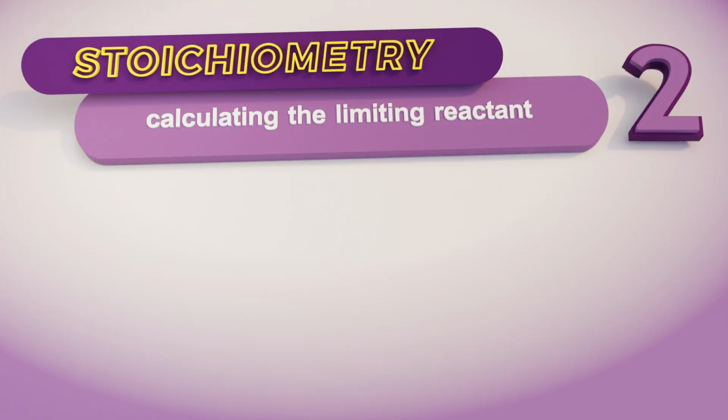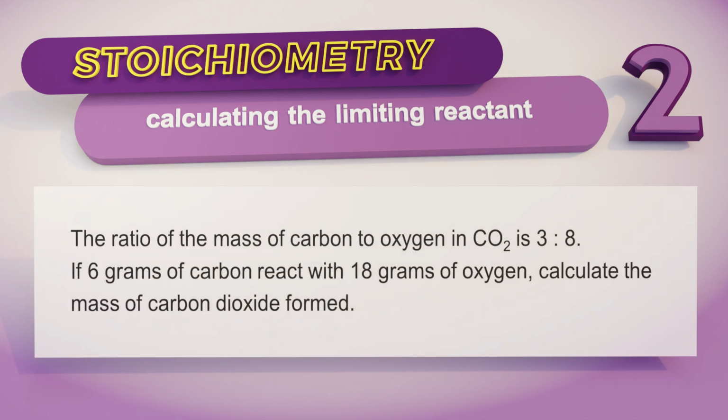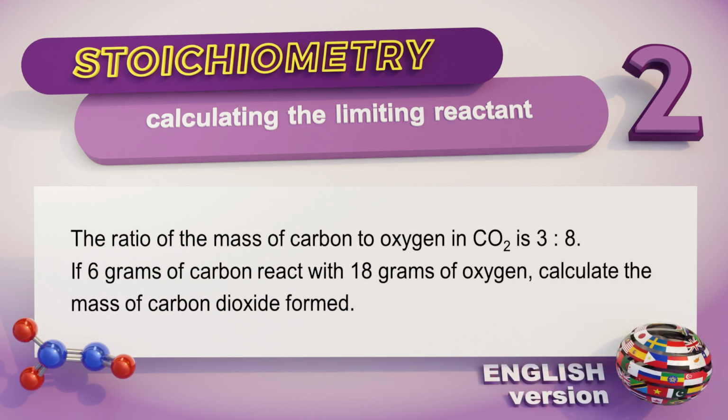In this video, we will practice calculating the limiting reactant. The mass ratio of carbon to oxygen in CO2 is 3:8. If 6 grams of carbon react with 18 grams of oxygen, how much carbon dioxide will be formed?